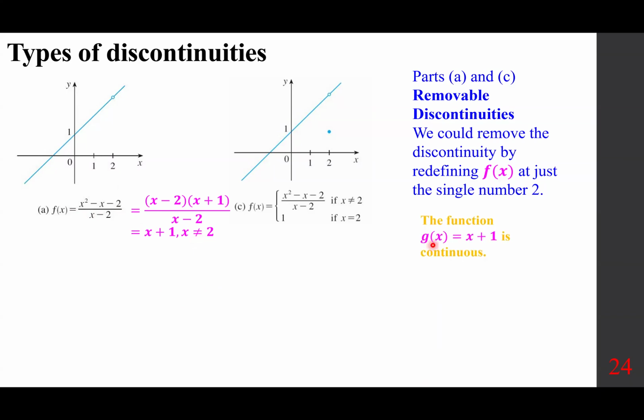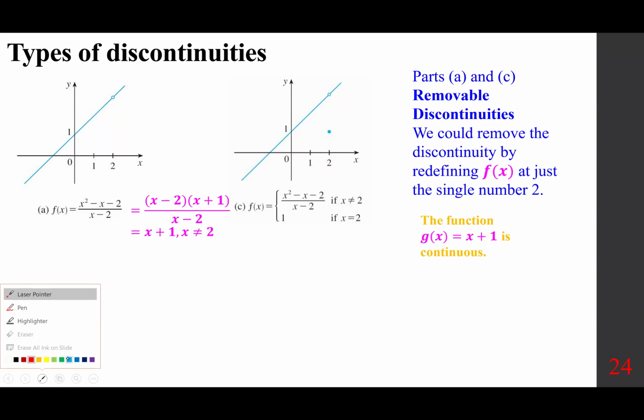So this one, g of x equals x plus 1, is the line with no hole. The line with no hole is this function. The line with the hole is this function. So the difference between these two is just 1 point. So this function is continuous from negative to positive infinity. If you look at this one, the functional value f of 2 is defined as 1.